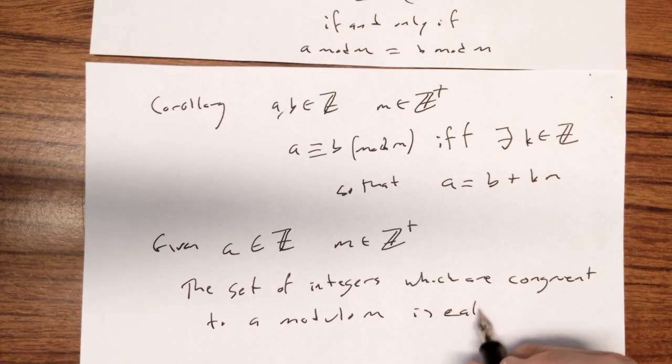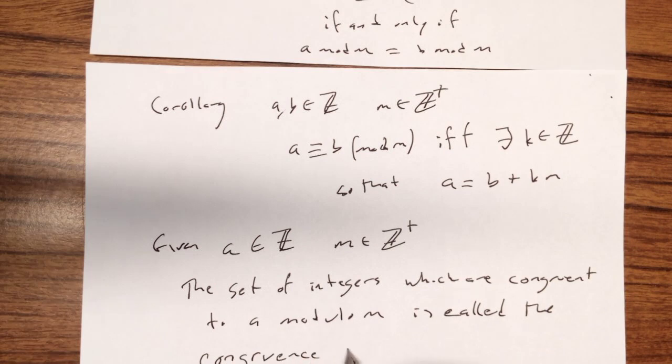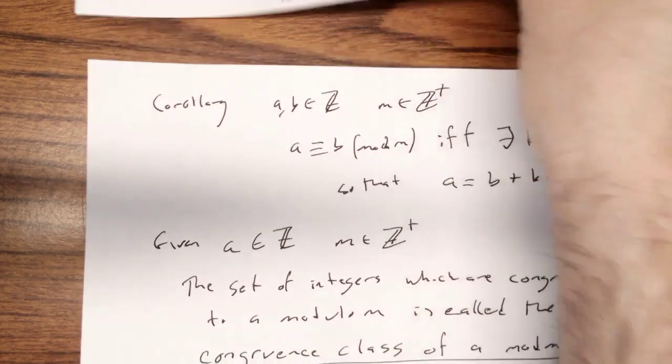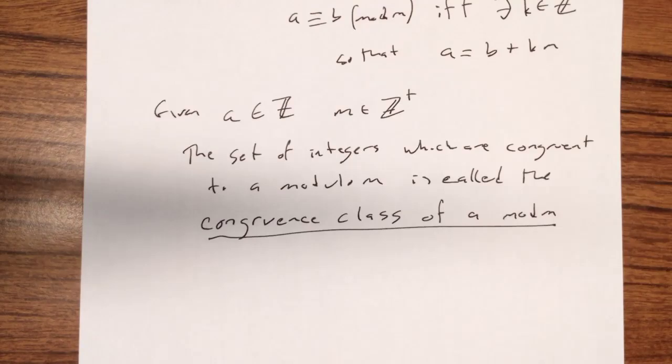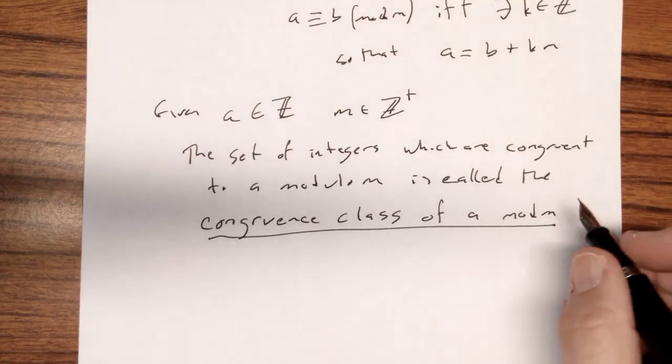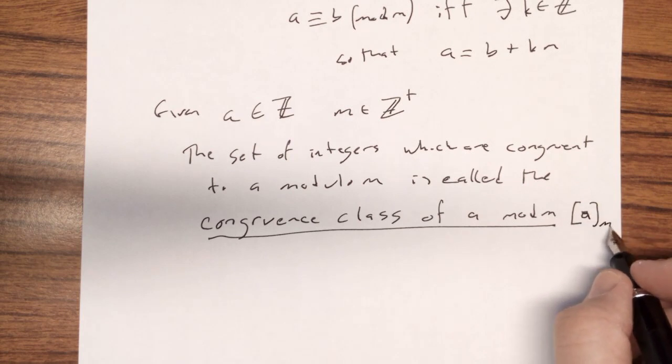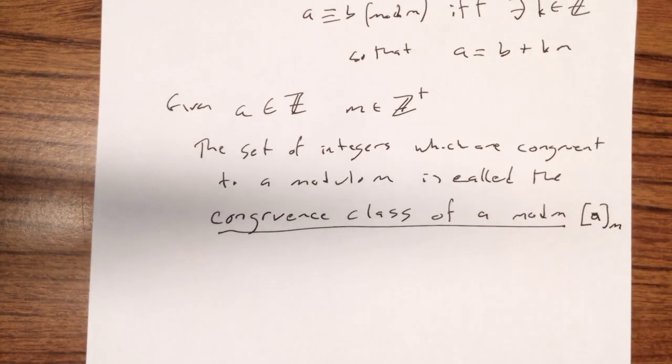We're going to call this the congruence class of A mod M. More on this will be coming later, but this is a really important set. Usually I write this as square bracket A with an M on the outside to remind me that I'm working mod M.